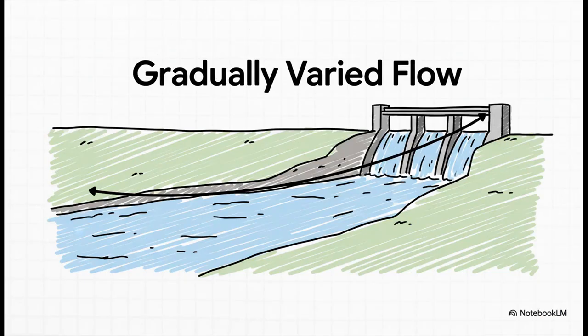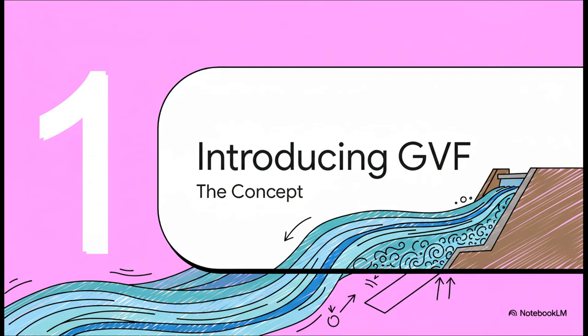Well, the answer is this phenomenon called gradually varied flow, or GVF for short. This is the whole reason for those long, gentle curves you see near things like dams, weirs, or even just when the riverbed changes shape. So what exactly is this thing? And why do engineers, the folks designing our canals and flood control systems, care so much about it? Let's break it all down.